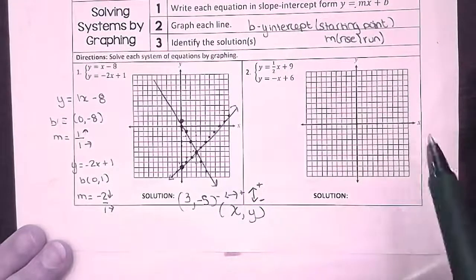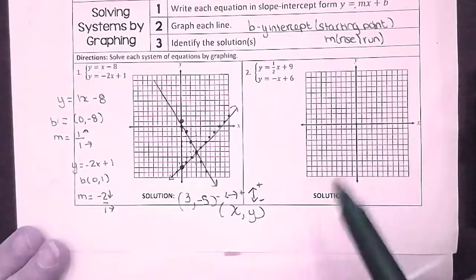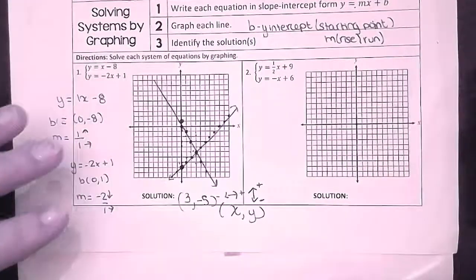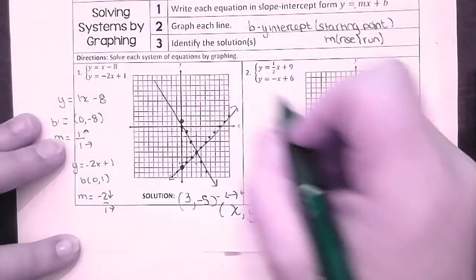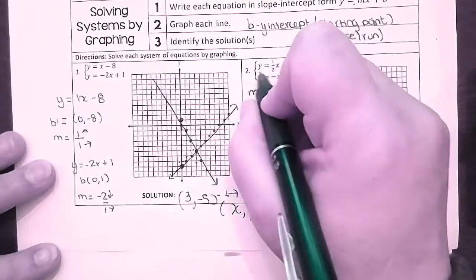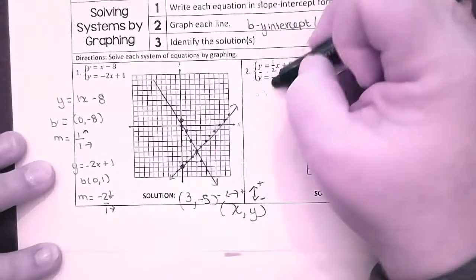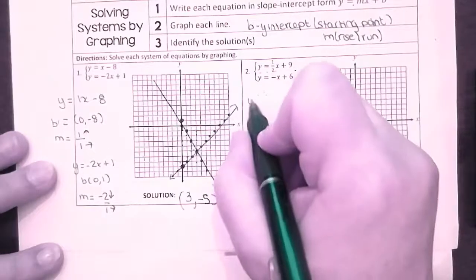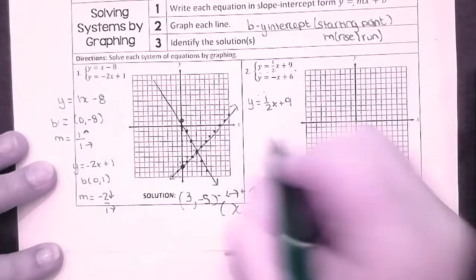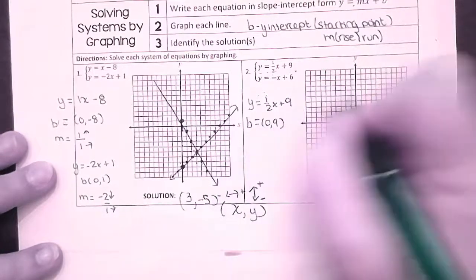Now this one is pretty much the same thing. We'll do one more of those and then we'll start doing some other ones. So here again, my slope and my y-intercept. I'm going to use this one right here. I have y equals 1/2 x plus 9. So my y-intercept is at the point 0, 9, which is right here, okay?